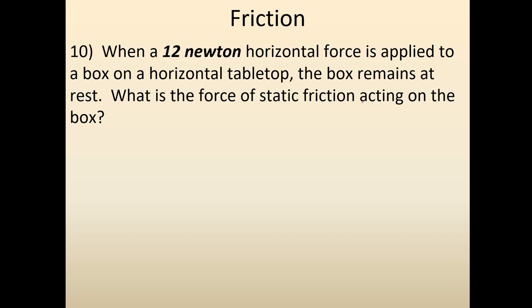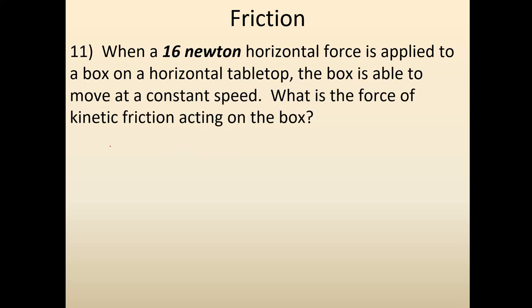All right, so here, if I start doing an FBD, I have a box, I have 12 newtons applied to it, and I know that friction is going to be acting in the opposite direction. Now, the fact that the box remains at rest tells me that I'm in equilibrium. Equilibrium means balanced forces, so if it's 12 newtons to the right, that means I have 12 newtons to the left. And that's it. Remember, you don't always have to use an equation. Sometimes you just use Newton's laws with the equilibrium in order to figure it out. So kind of keep that in mind.